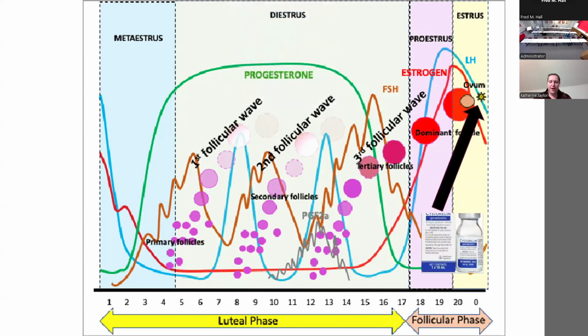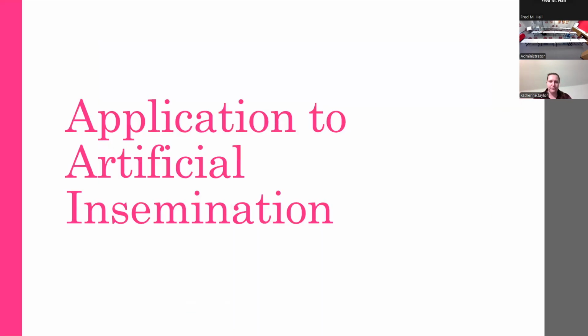Finally, GnRH is a component we also use with cystorelin at the end of a protocol. Usually this is given 30 to 36 hours after CIDR pull. It ensures ovulation, mimicking that surge of FSH and LH, and ensures that any follicle that's ready to be ovulated ovulates, and that we have that timing with AI.